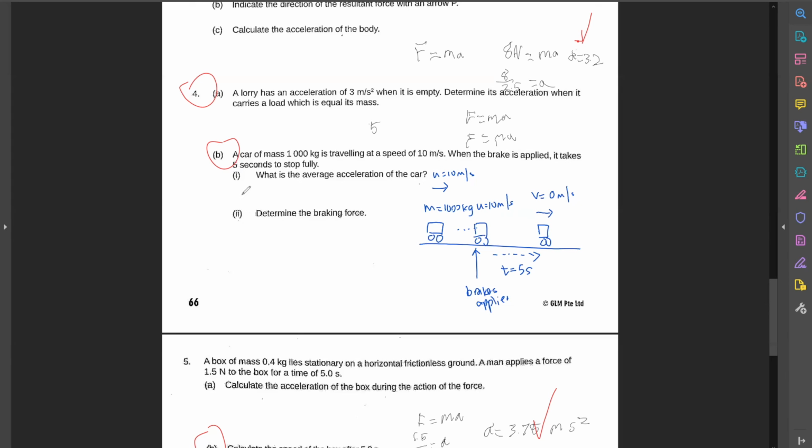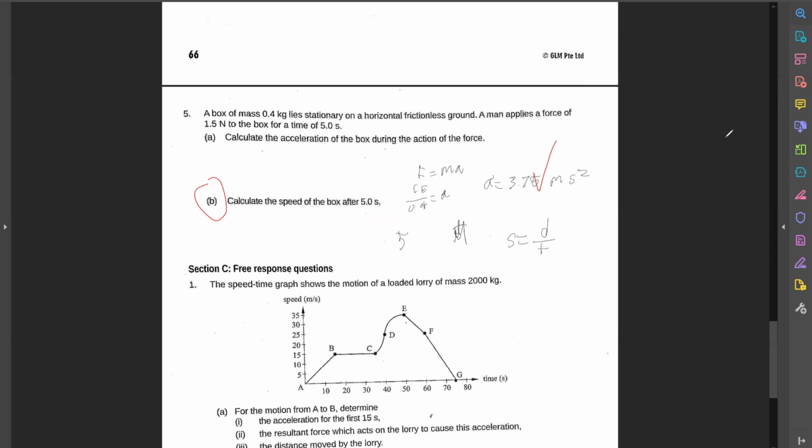So for the average acceleration, you have V equals 0. 0 minus 10 over 5. The braking force is force equals MA. So mass is 1000, A is 2. 1000 times 2, 2000.